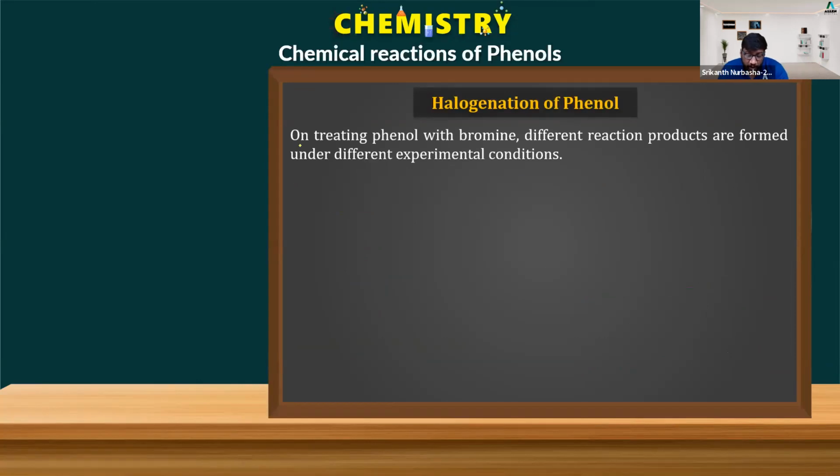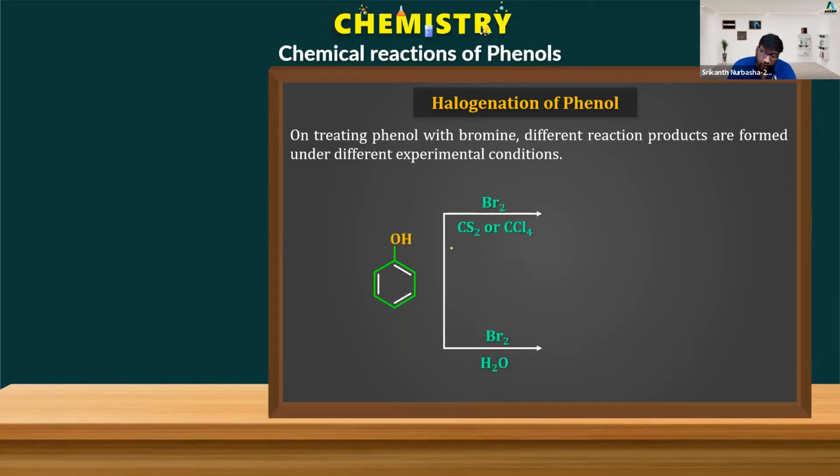Halogenation of phenol. On treating phenol with bromine, different reaction products are formed under different experimental conditions. If I treat phenol with bromine in the presence of CCl4 or CS2, what are you going to expect? And phenol with Br2 in the presence of H2O, what will you expect? What are the different sets of products you are going to expect? Give your answer, right or wrong.